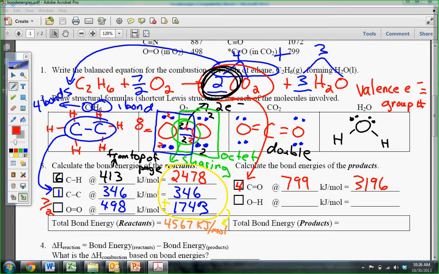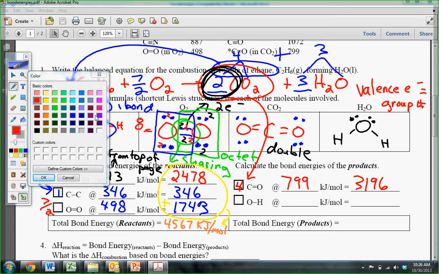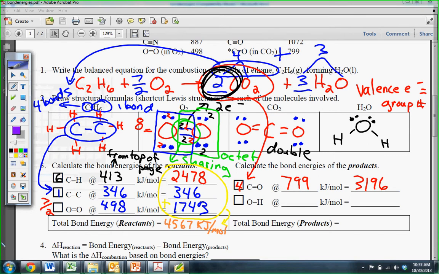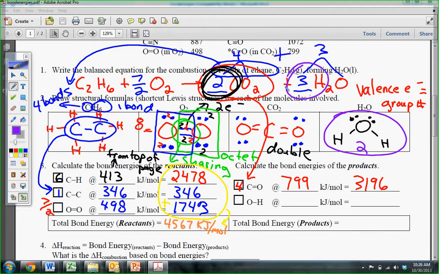All right, now the OH bonds. I'm going to go ahead and use a fancy color that isn't matching anything else up there. Now, how many OHs do I have? Well, right here, I have 2, but I have 3 here. So 3 times 2 is going to be 6. And what's the energy on the OH bond? 463 kilojoules per mole. 6 times 463 is going to be?